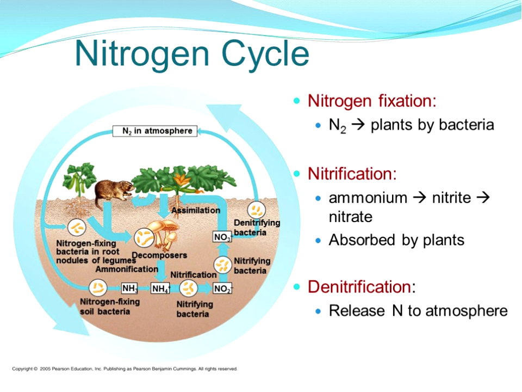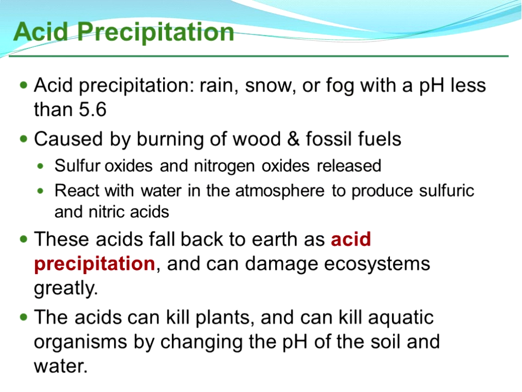Nitrogen fixation is when the nitrogen is converted to N2 by the bacteria, to be used by plants. Nitrification is when ammonium is converted to nitrite and then to nitrate, that's a mouthful, and that gets absorbed by the plants. And then denitrification is when the bacteria release nitrogen to the atmosphere.